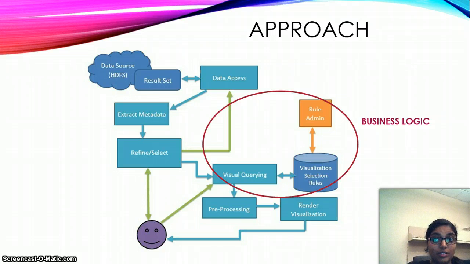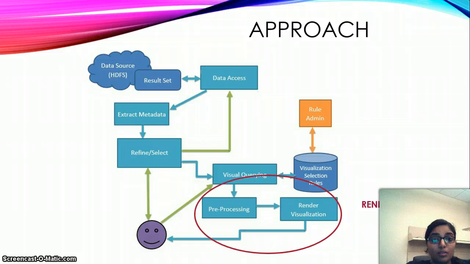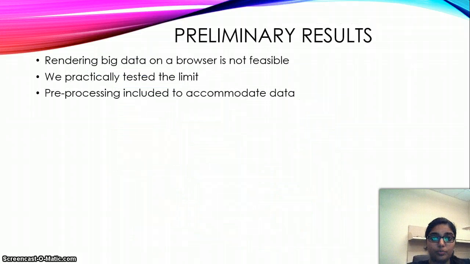At the time of deployment, the admin would define the characteristics of the data, and based on this information, the visualization selection mechanism would work. Java-based technologies would again help us do the same. The final module is called rendering. Preprocessing and rendering of the data to the client is done using D3.js.